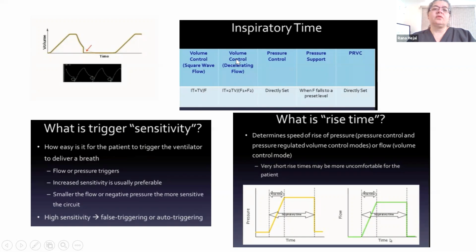If you are dealing with volume control with decelerating flow, it becomes a triangular thing. So you have to take the 2 points from the top to the bottom, and it will be the sum of them. Tidal volume divided by that sum multiplied by 2 will be your inspiratory time. In pressure control settings, you directly set the inspiratory time.